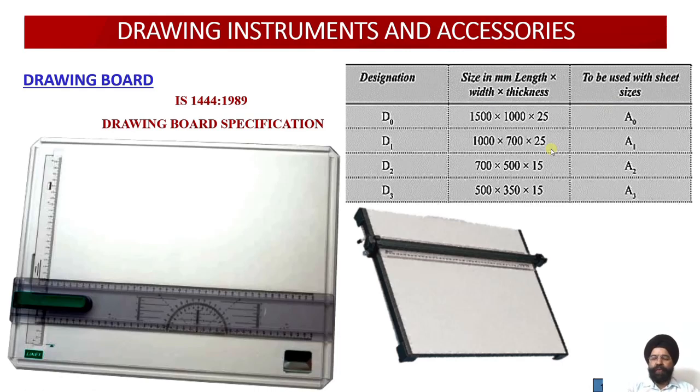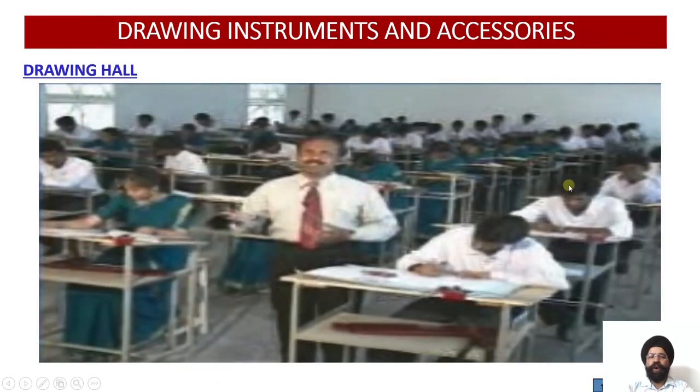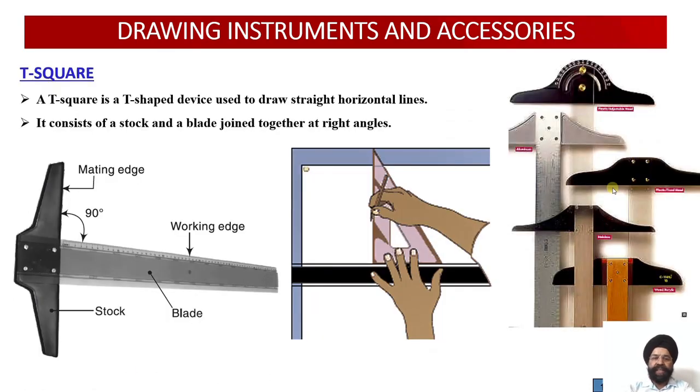So in order to avoid that, the thickness of the larger D0 and D1 drawing boards has been increased to 25 mm as compared to the thickness of D2 and D3 drawing boards, which was 15 millimeter. Now this is our common drawing board which we are having in most of our engineering institutes.